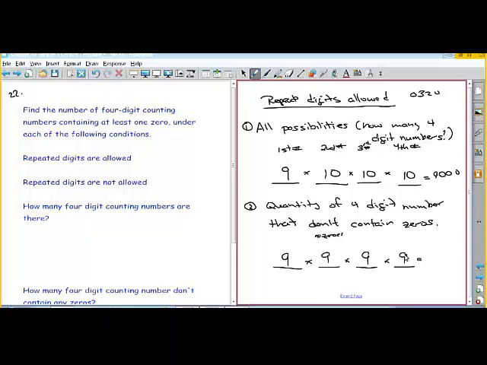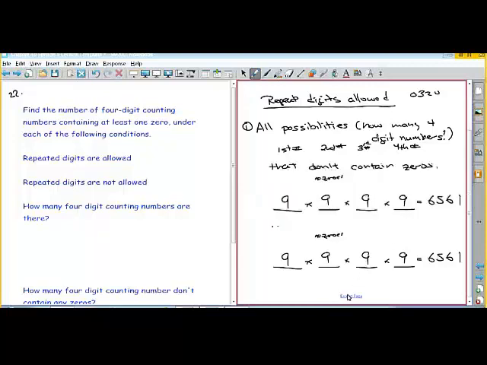And I left my calculator over in the other room. Oh, no, I must have. Okay. Can somebody calculate that for me, please? Say it again. 6,561. Okay. So that's the total number of ones that don't have a 0.